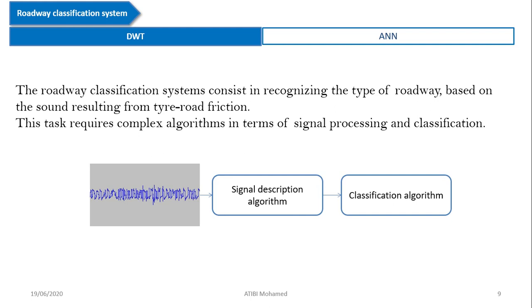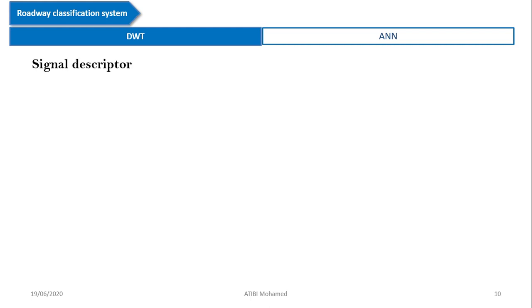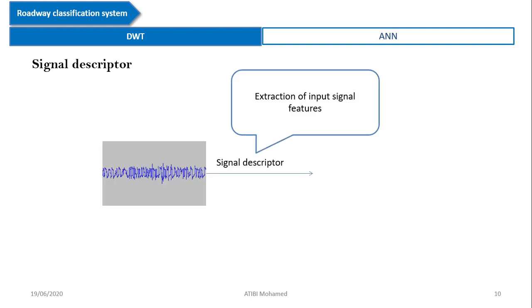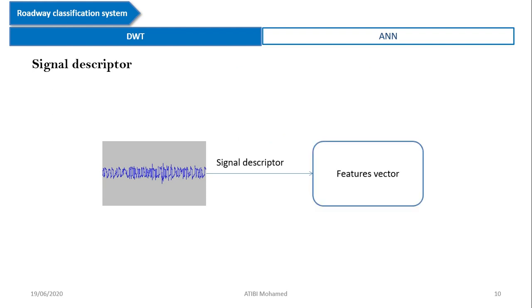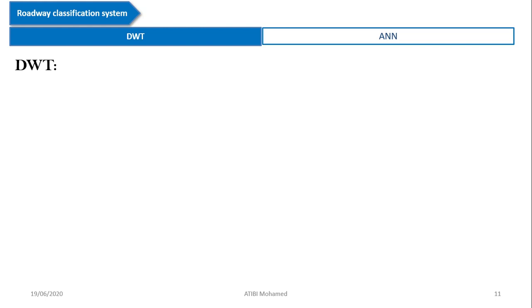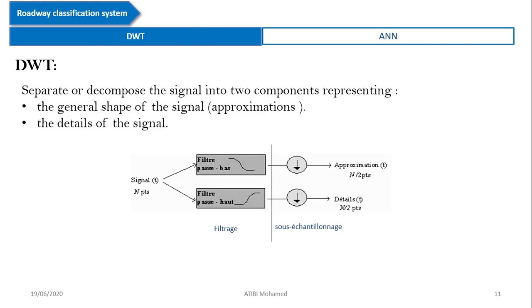We're starting with the description of the signal that has the objective to extract features for this signal. For this, we used the DWT that has an objective to separate or decompose the signal into two components: the general shape of the signal, named the approximation, and the details of the signal.